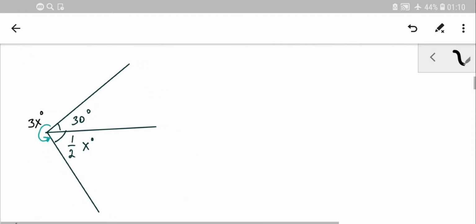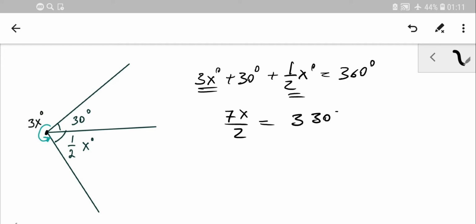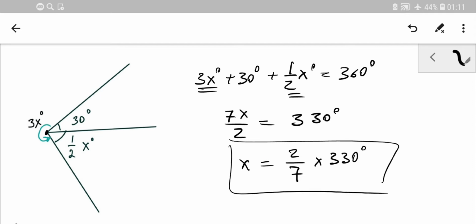Okay, let's go to problem 4. So we have three angles centered at one point, so if you add them up, you'll get 360, because of the full turn. So you simplify that and you'll get 7x over 2, which is 330, and from here x is the fraction 2 over 7 times 330. So just use a calculator and calculate.